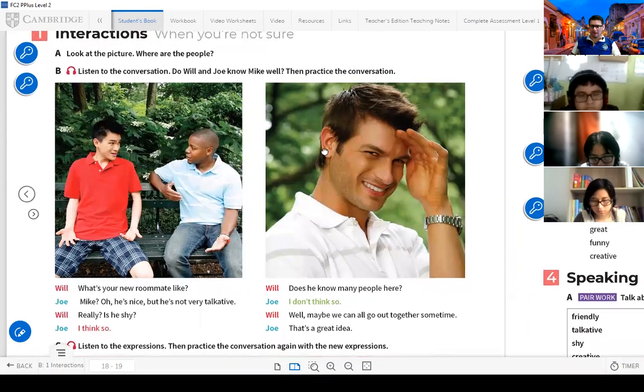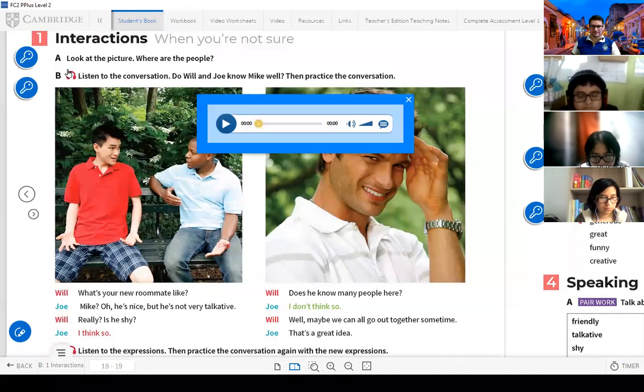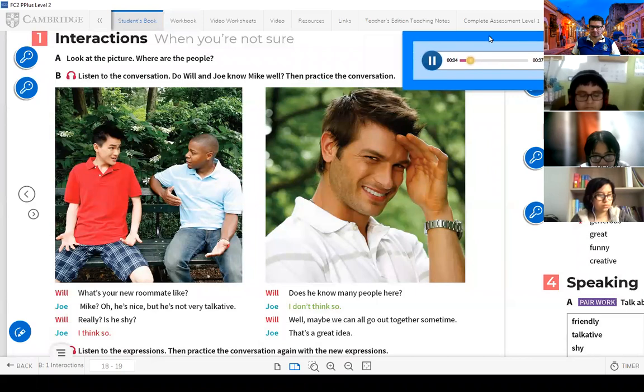Well, now I'm gonna play the listening. You are gonna listen and you're gonna read the activity. Pay attention. Lesson B. I don't think so. Page 18. Exercise 1. Interactions. When you're not sure. Part B.